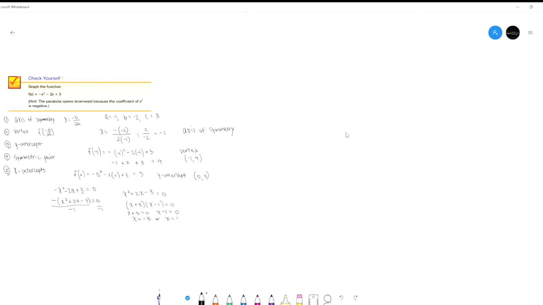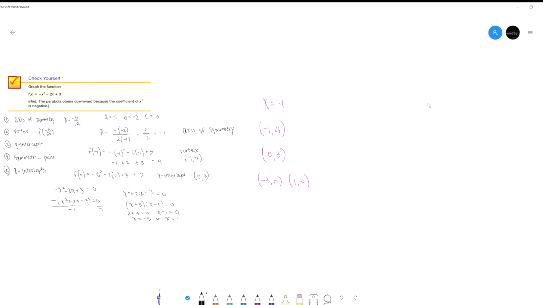It's okay. All right, so I'm going to plot the axis of symmetry. Let me just circle the things that we're going to be using. We have over here, okay, x is equal to -1, vertex is -1, 4, y-intercept 0, 3, and then the x-intercepts are -3, 0, and 1, 0. Right, that's what we have.